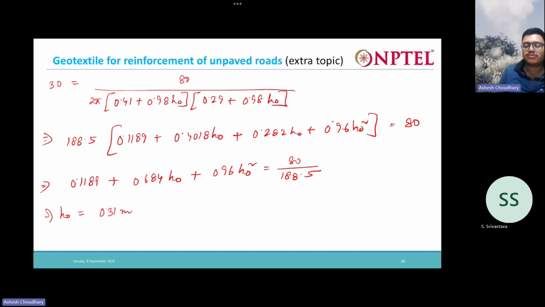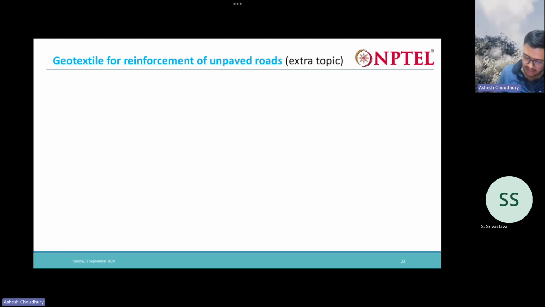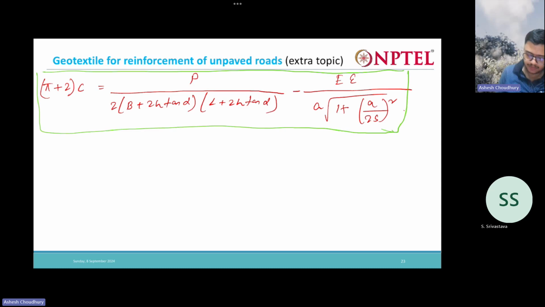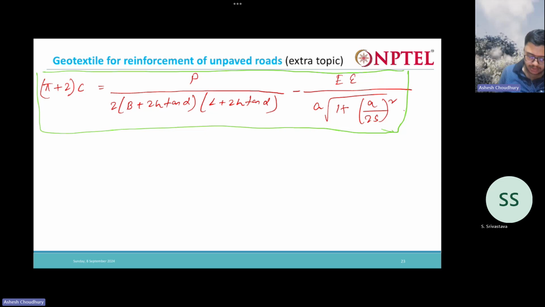Now similarly, we have to find out h. For h, in the expression, we have this a also, right? So a also we need to express in terms of h. So first let us express this a in terms of h. I will write it here only, where twice a is b plus twice h tan α, and this can also be written as P by p_c plus twice h tan α. So from here we can find out a.